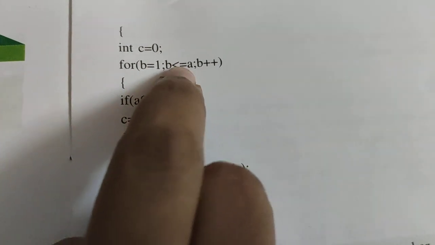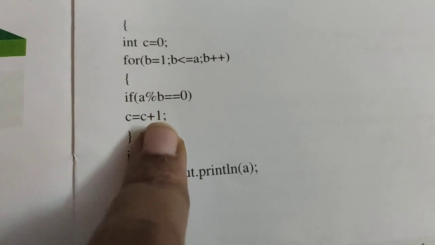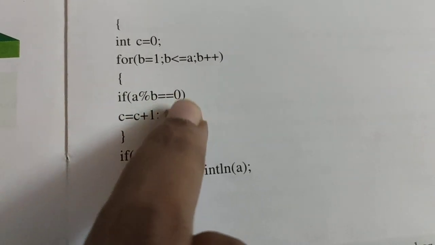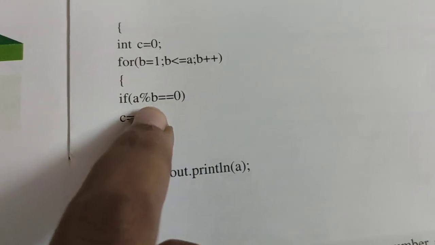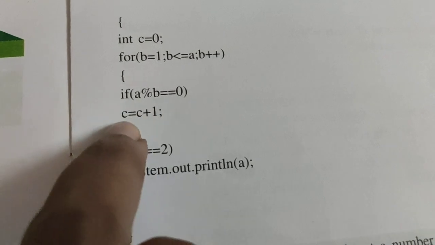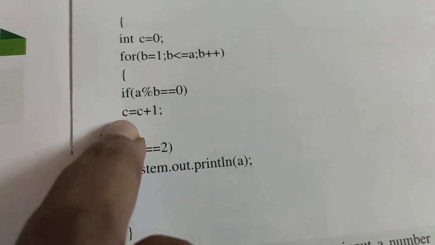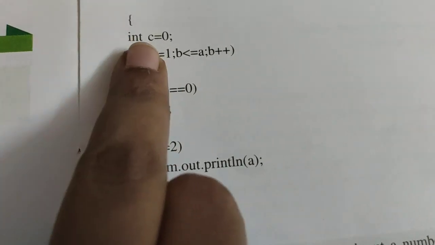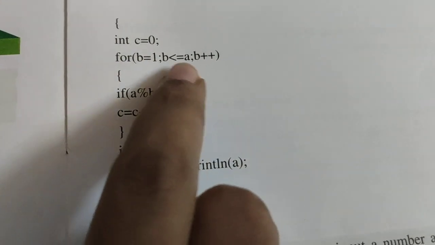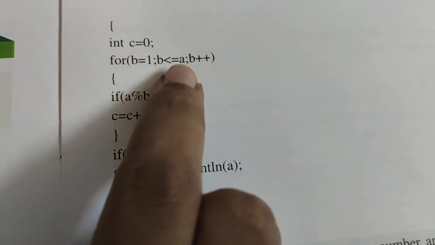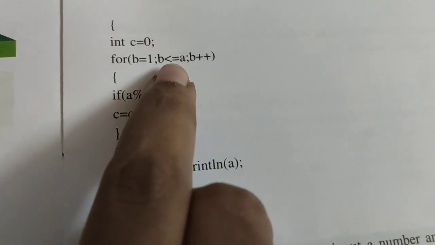So b is less than or equal to 3. Then what it will do is it will check a mod b, that is 3 mod 3, which is obviously 0. 3 is divisible by 3, it will be 0. So c value will become, already c was 1, so 1 plus 1 is 2. So now the c value has become 2. Again the loop will go, b will be 4, and 4 is not less than or equal to 3, right?